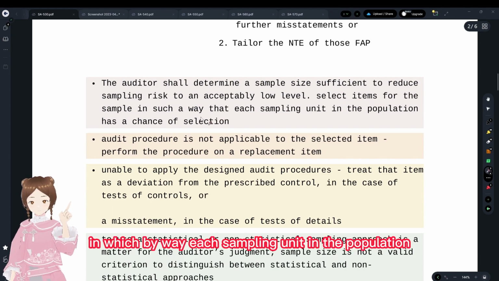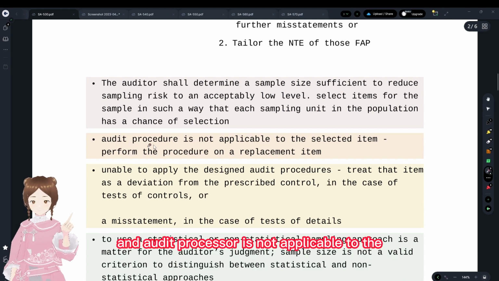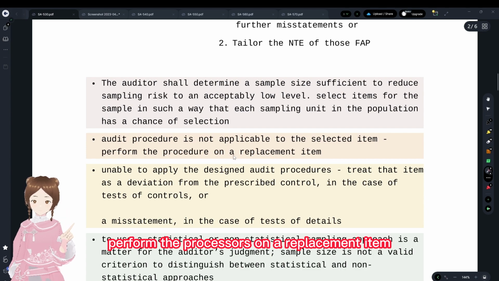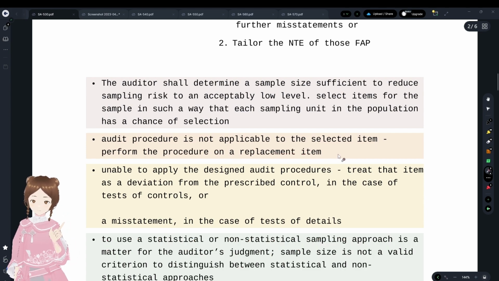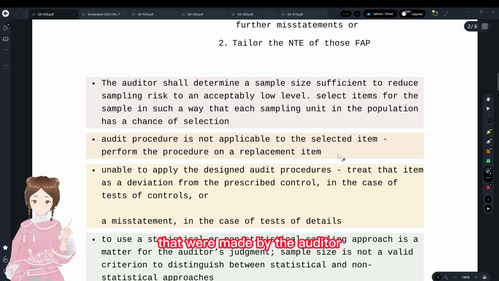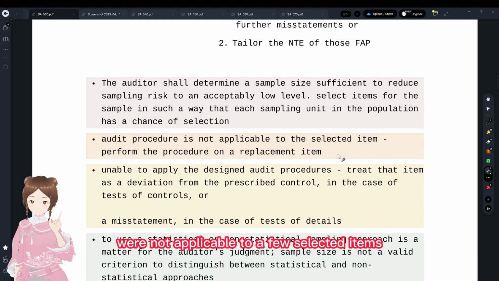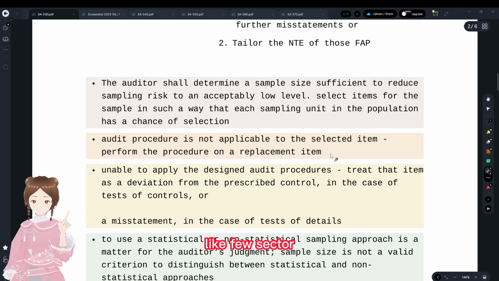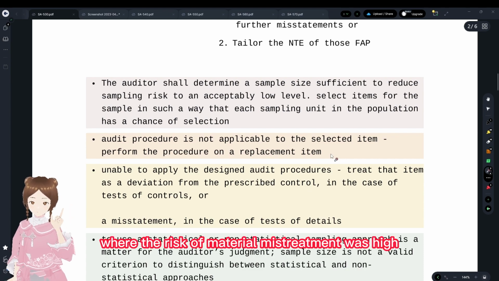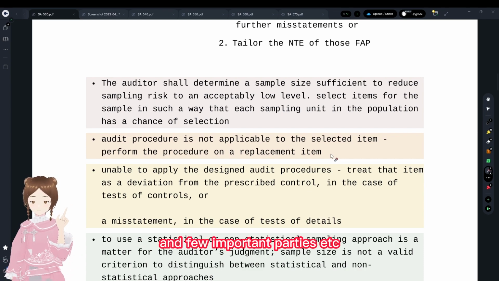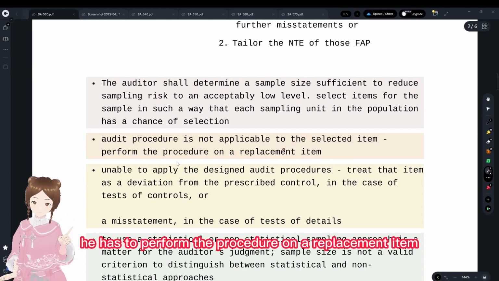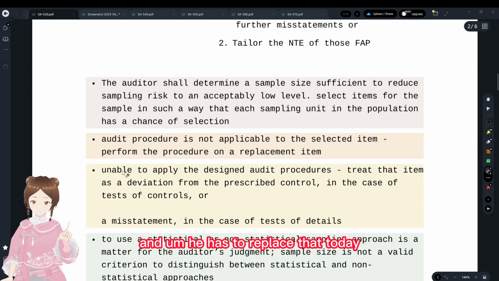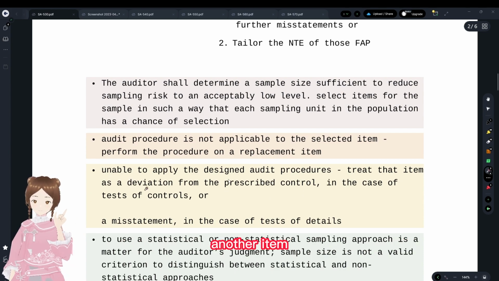Select items for the sample in such a way that each sampling unit in the population has a chance of selection. If the audit procedure is not applicable to a selected item, perform the procedures on a replacement item. If the audit procedures made by the auditor were not applicable to a few selected items, where the risk of material misstatement was high and a few important parties, etc., then he has to perform the procedure on a replacement item, and replace that with another item.